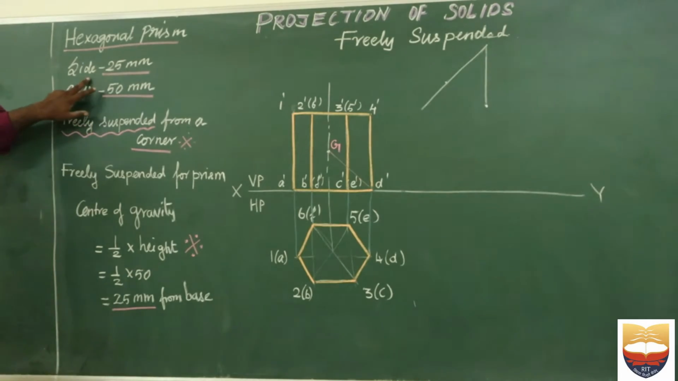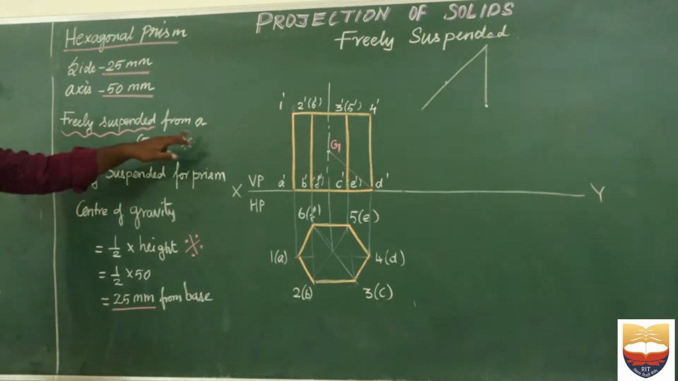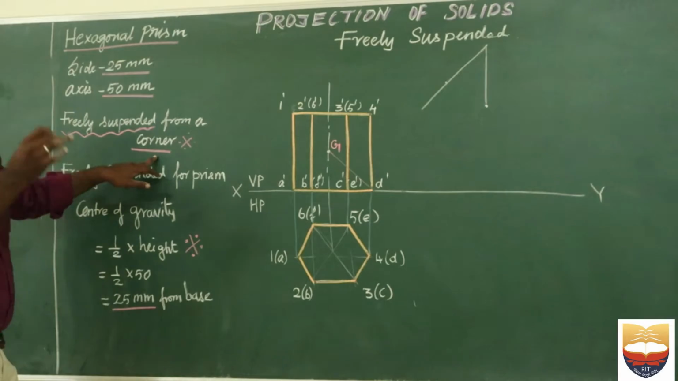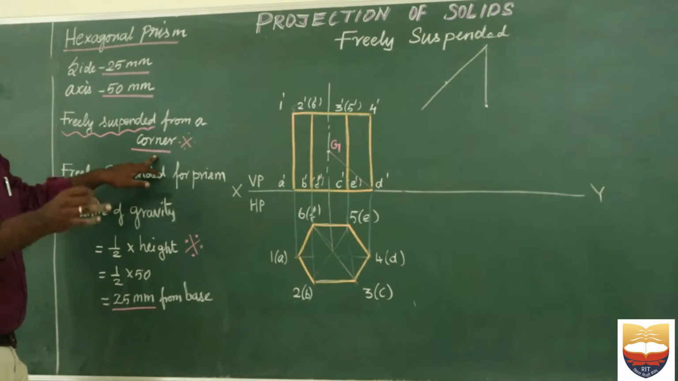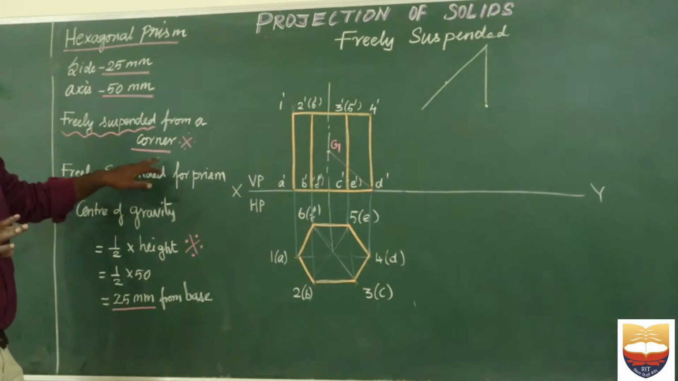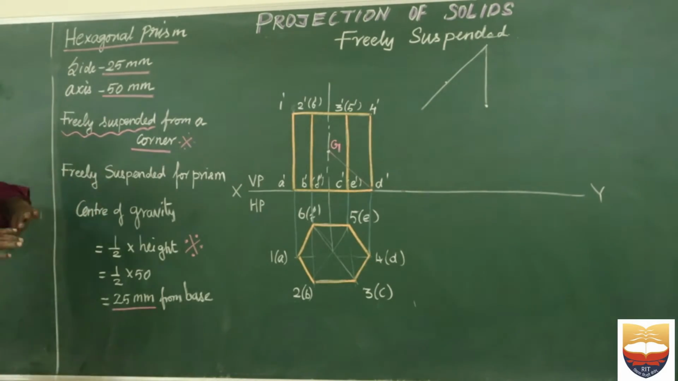Here the hexagon side is given as 25 mm and the axis height is 50 mm, very clearly given in the problem. It is freely suspended from a corner. This is very important: if it is given as freely suspended, you make the object rest on one of the corners of its base.